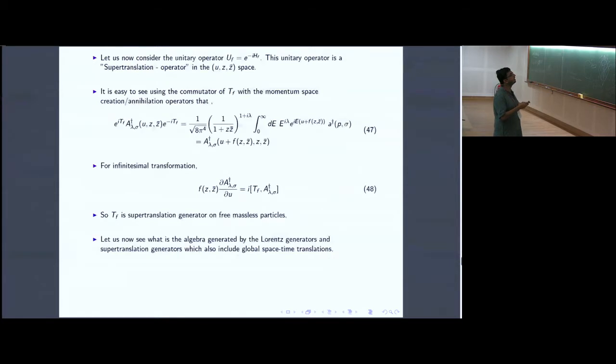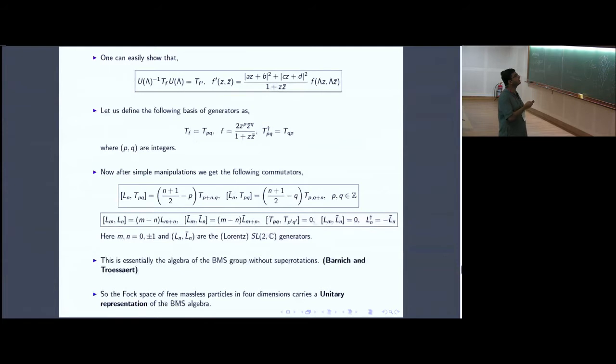So you can now look at this U_f as e to the power minus i T_f, and then you can act with it. Oh, sorry, this is not H_f, this is T_f. So now you can act on these creation and annihilation fields with this e to the power i T_f, and what you get is basically this. For an infinitesimal transformation, this is the object which you get. This is like the equation of motion when you replace the translation with the supertranslation. And that is automatically taken care of by this relation.